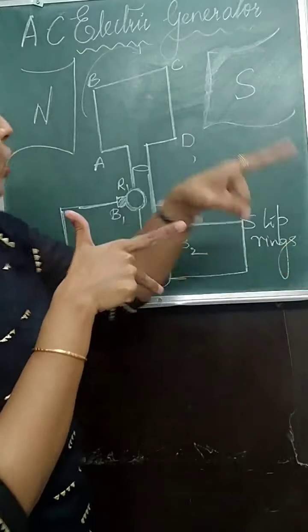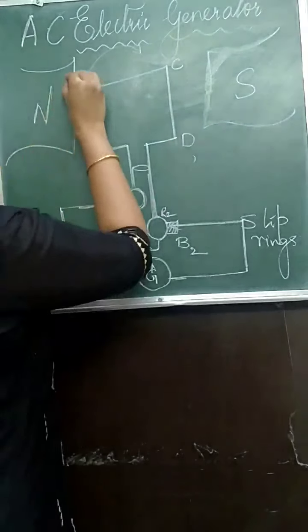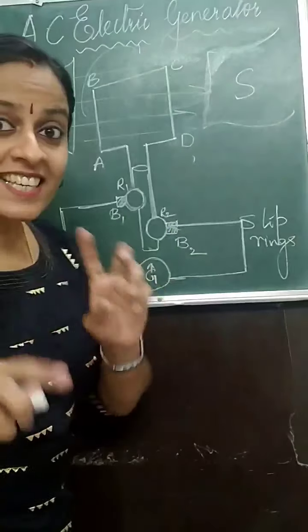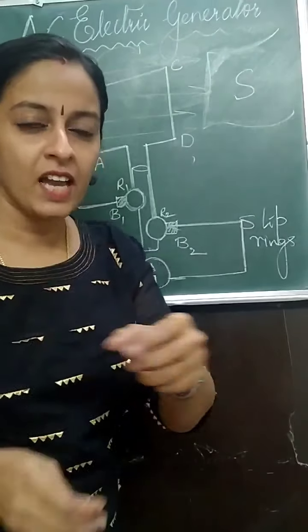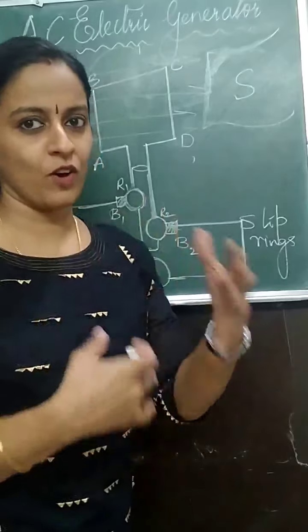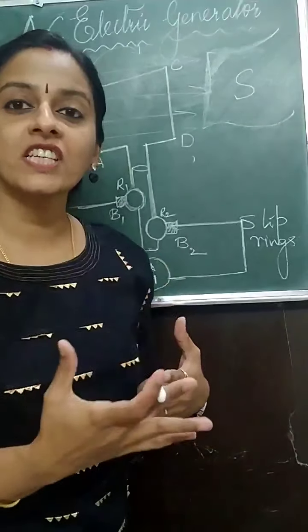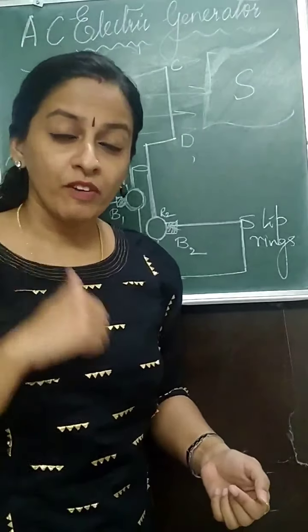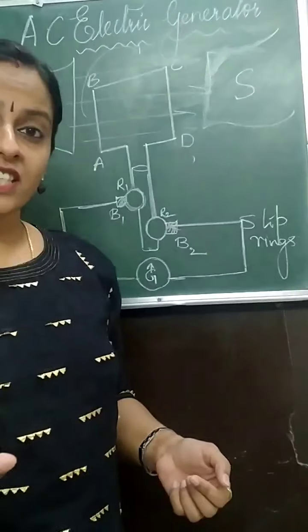Magnetic field is from north to south. Here all is magnetic field, and it is a changing magnetic field. Why? Because the coil is moving. When the coil is moving, there is a change in the magnetic field, and then only current will be induced. We will find out in which direction current is induced.